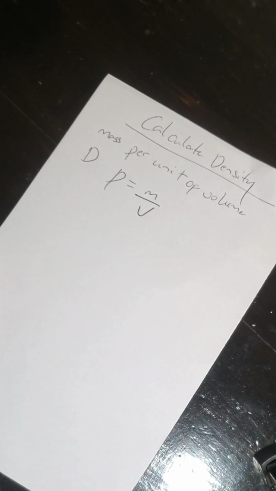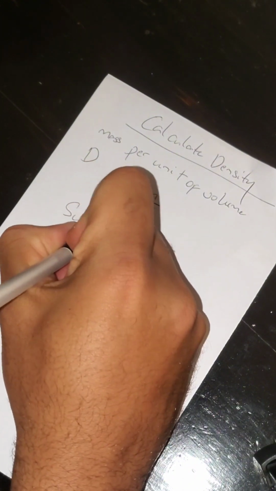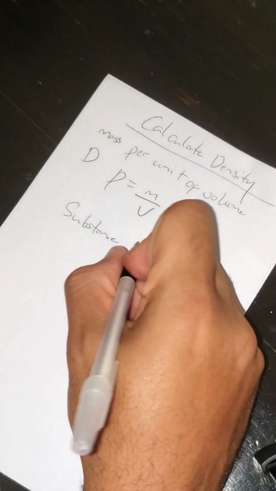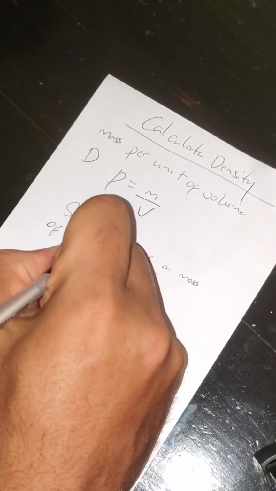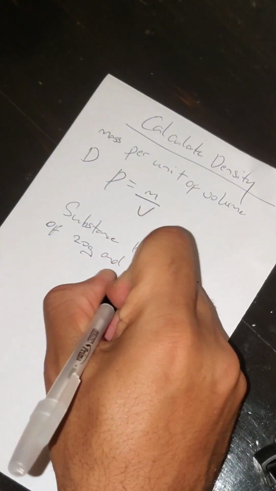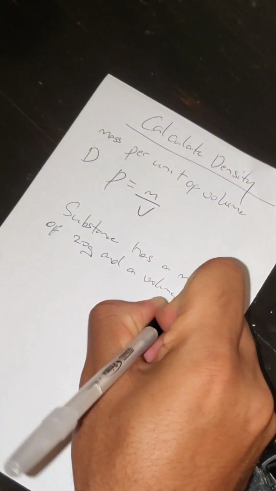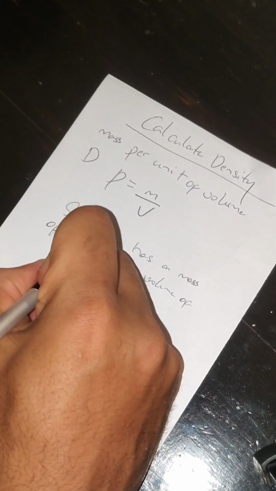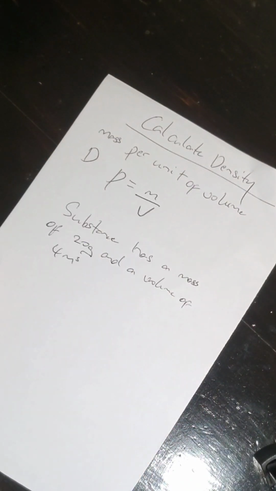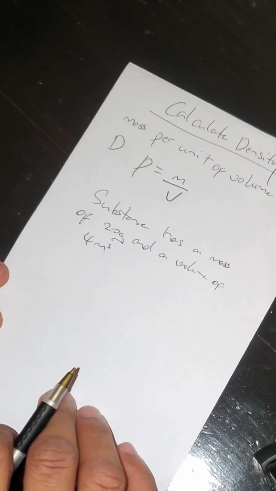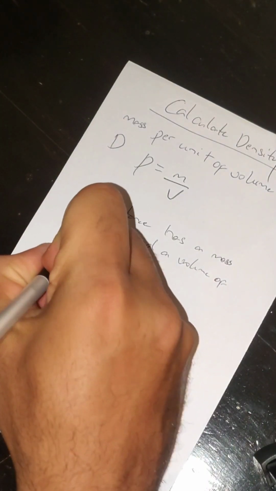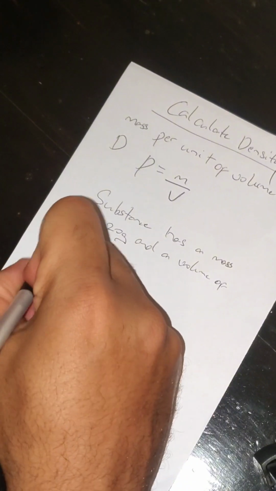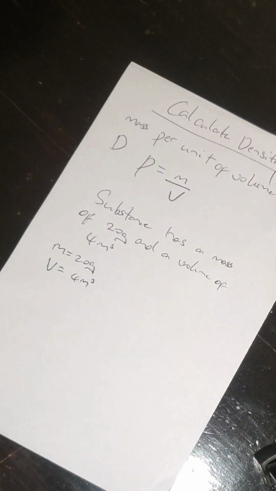Now let's work a question. Say a substance has a mass of 20 grams and a volume of 4 meters cube. What's the density? Now, what I like to tell my children is this: the first step in solving any equation is to write down what you know. What do we know? We know the mass, 20 grams. We also know the volume, 4 meters cube. That's the first thing you do.